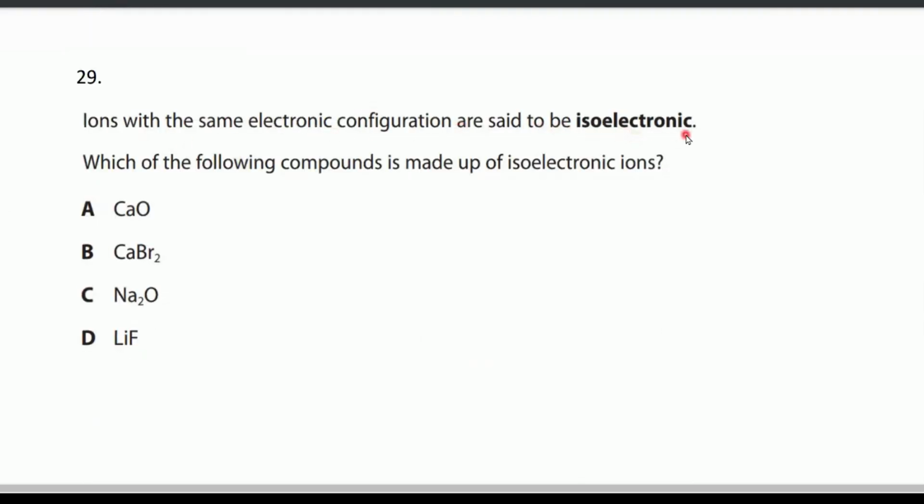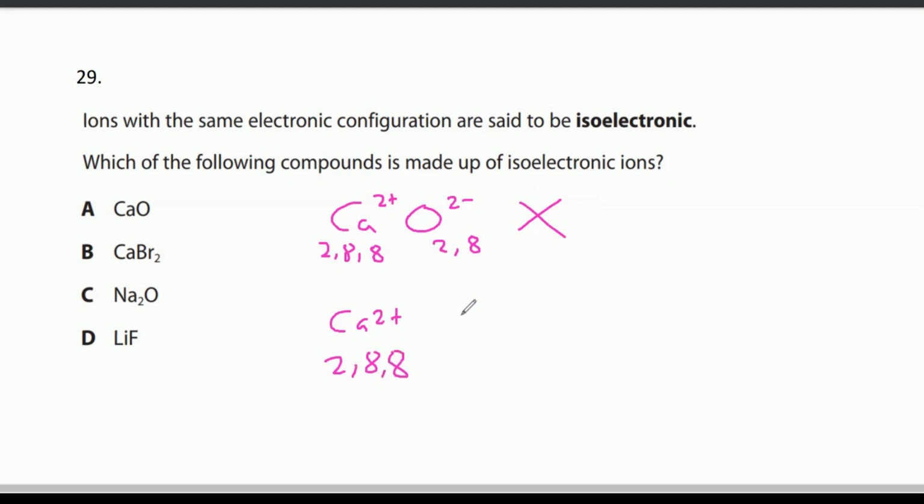29. Ions with the same electronic configuration are said to be isoelectronic. Which of the following compounds is made up of isoelectronic ions? Basically, do they have the same electronic configuration? Well, the oxide ion is 2,8. Because oxygen's 2,6, it gains 2 electrons to become 2,8. Calcium 2 plus, well, it's 2,8,8,2 when it's calcium, drops 2 electrons, becomes 2,8,8. So they're not isoelectronic.